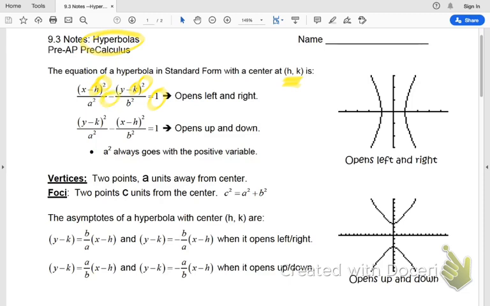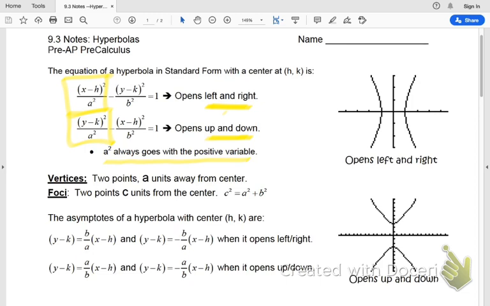squared terms. Okay, once you know that you have a hyperbola, you need to know, is it horizontal, so does it open left or right, or is it vertical, so does it open up or down? It's easy to see from the picture. From the equation, though, if it's going to open left or right, the x value will be squared. If it's going to open up or down, the y value will be squared. And the a squared value will always go with the positive variable.